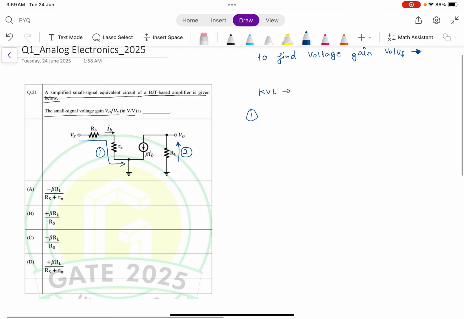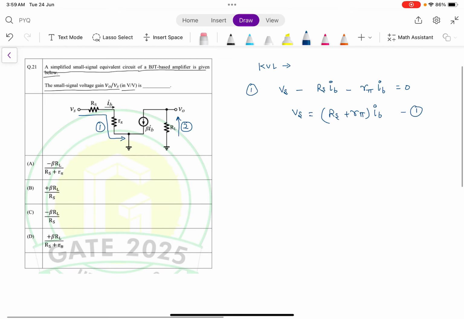for the first equation starting from voltage source Vs. Then there is a drop across Rs resistance, which can be written as Rs into Ib. Then there is again a drop corresponding to R pi, which is R pi into Ib, and this comes out to be ground. So Vs is equal to Rs plus R pi into Ib. Now this is your first equation.